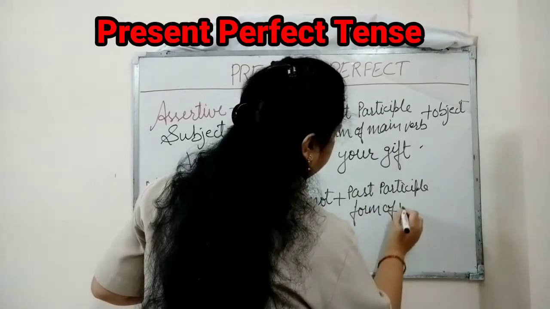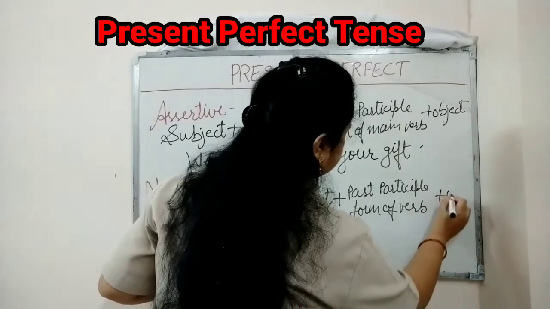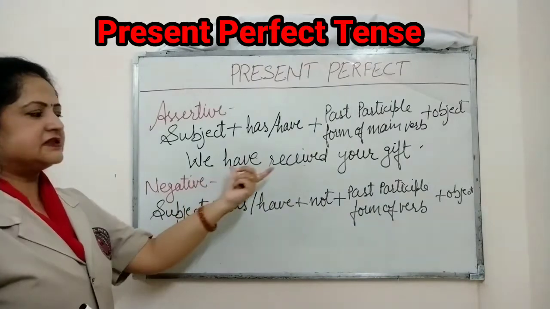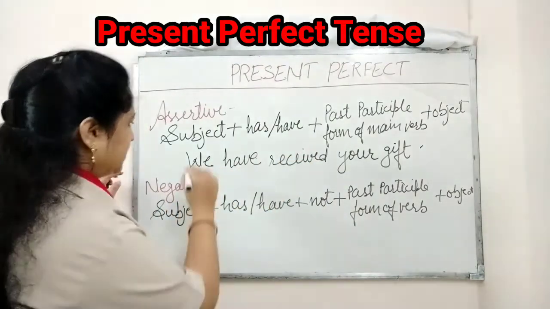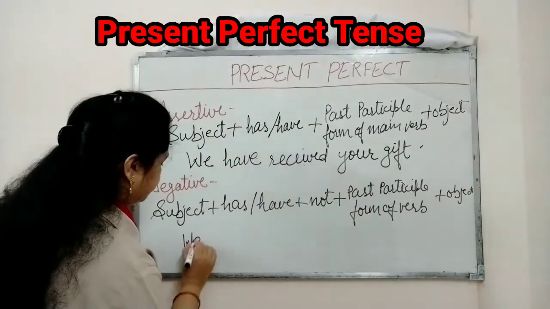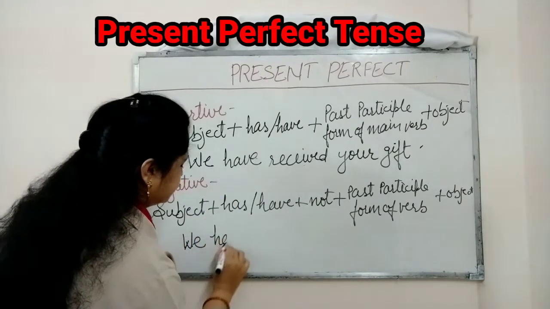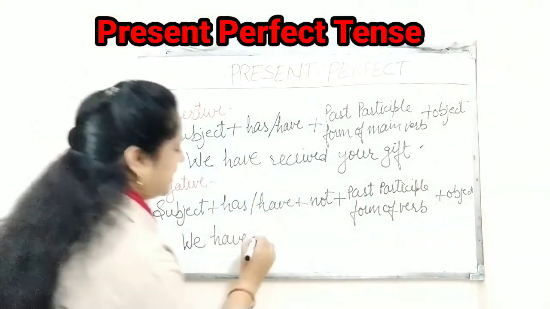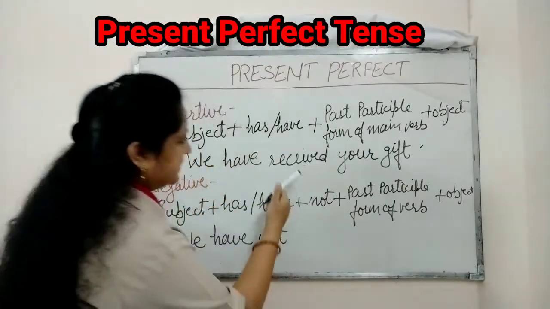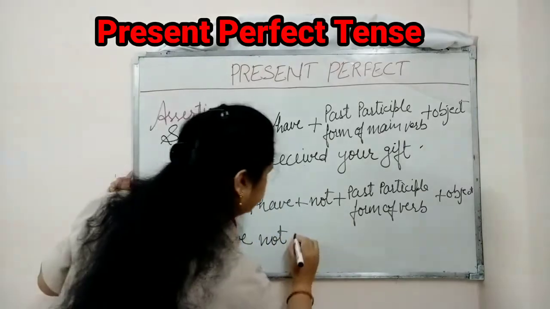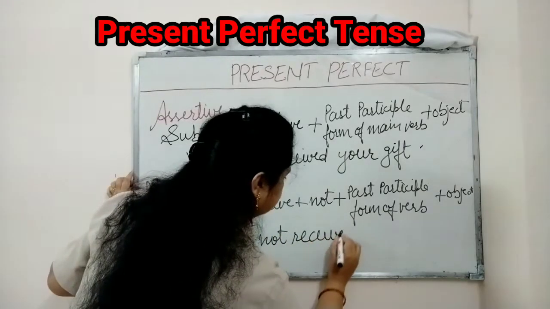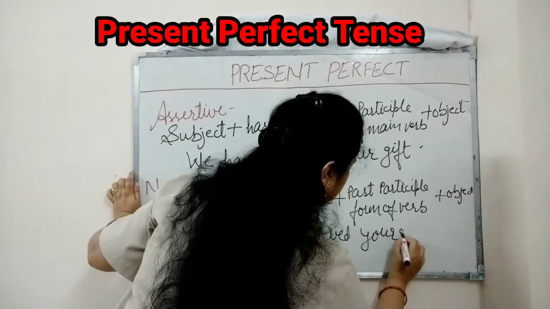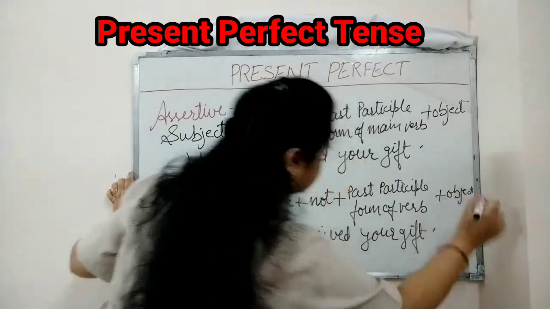Form of verb and then object. Okay, so let's take the same sentence here. We can change it into negative. The subject is we. Have is our auxiliary verb. After that, not. We have not, and then the past participle form, received, your gift. Object of the sentence, your gift, and then question mark.